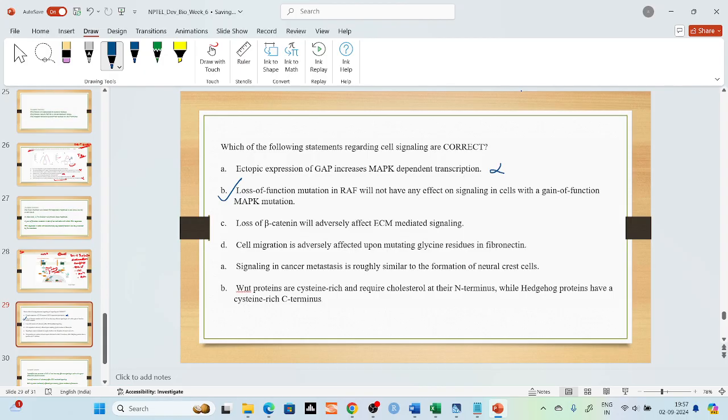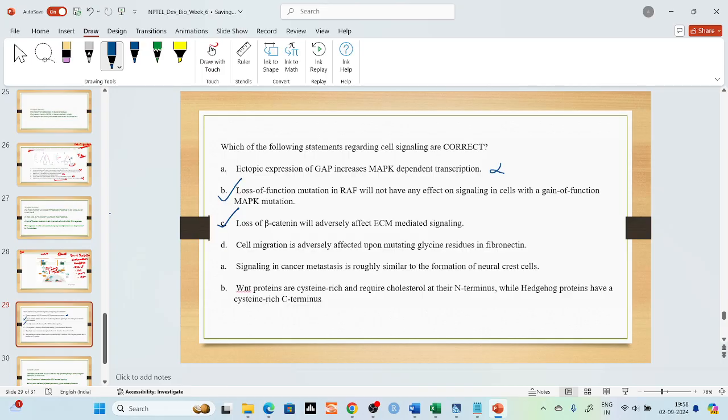Then, loss of beta catenin will adversely affect ECM mediated signaling. Yes, because beta catenin has a role in integrin signaling, and it is very important for interactions with the extracellular matrix. So if beta catenin is lost, it can disrupt these interactions, which can lead to impaired signaling. So this is correct.